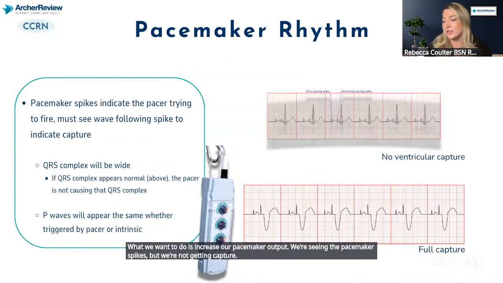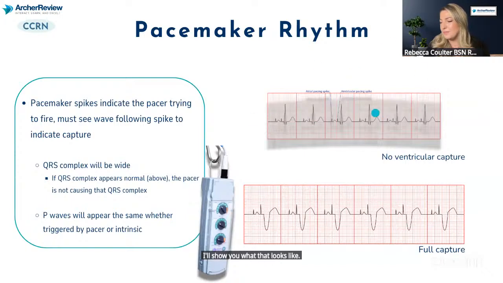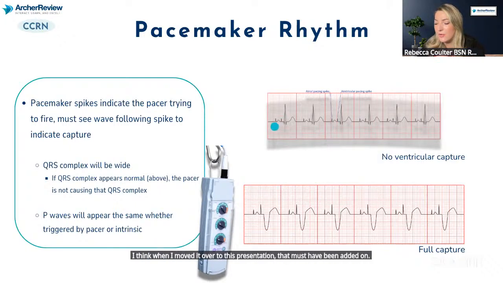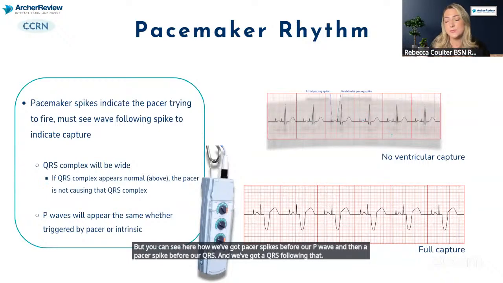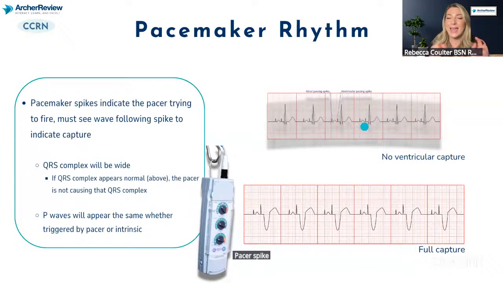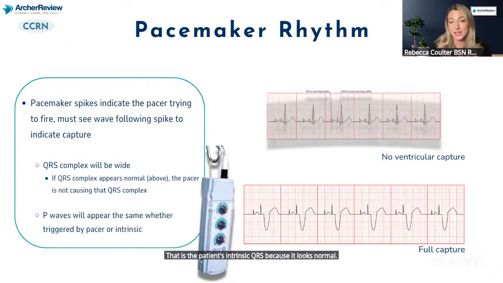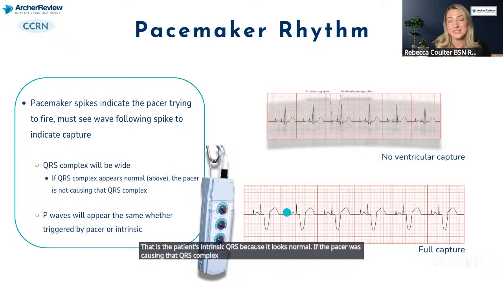And I'll show you what that looks like. Sorry, there's a weird shadow on this image. I think when I moved it over to this presentation, that must have been added on. But you can see here how we've got pacer spikes before our P wave, and then a pacer spike before our QRS. And we've got a QRS following that pacer spike, but it's not a paced QRS. That is the patient's intrinsic QRS because it looks normal. If the pacer was causing that QRS complex, it would look like this. We see a really wide, funky looking QRS to prove to us that it was the pacer that did that.